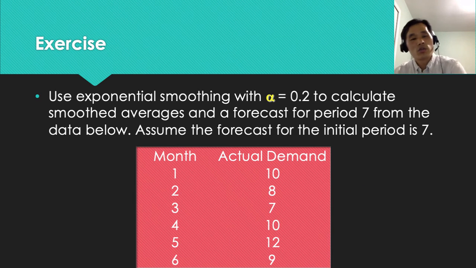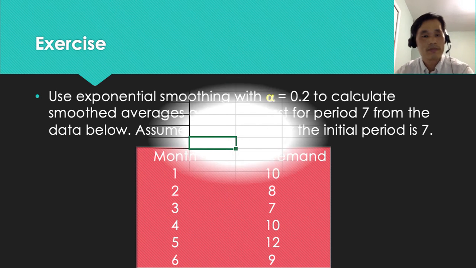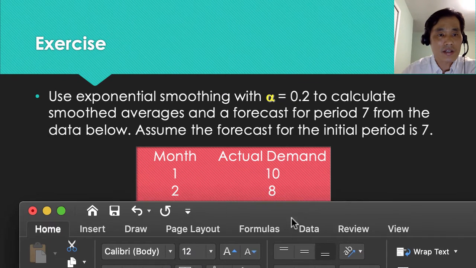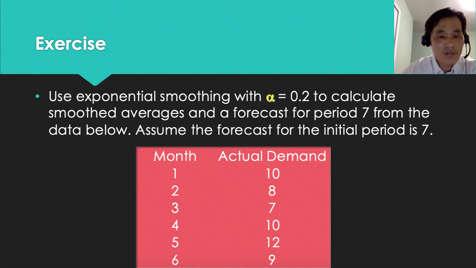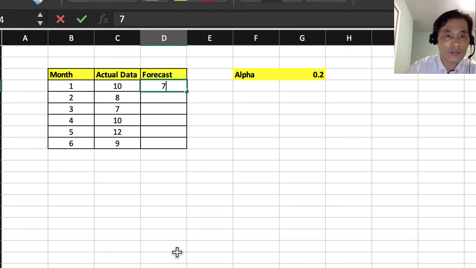Let's do a little bit more complicated exercise. Use exponential smoothing method with alpha equals 0.2 to calculate smoothed averages and a forecast for period 7 from the data below. Assume the forecast for the initial period is 7. And how would you calculate this? I'm going to be using Excel for this problem. Here alpha is 0.2, and one important hint is that the forecast for the initial period is 7. So it's important for you to understand that initial forecast is 7 here.